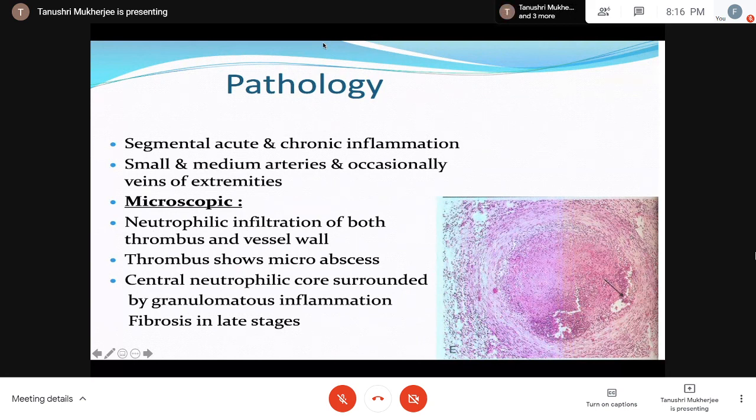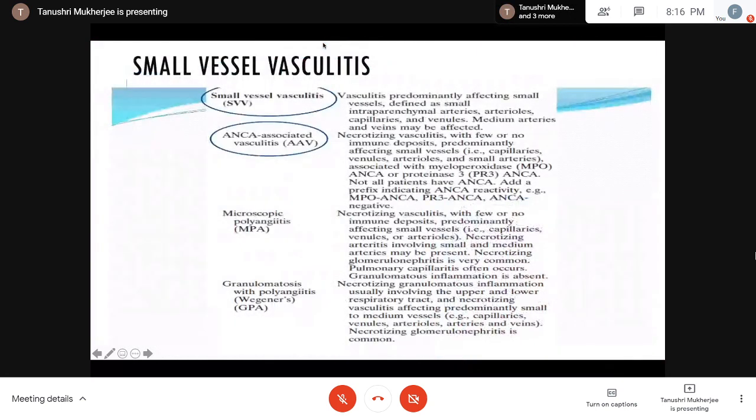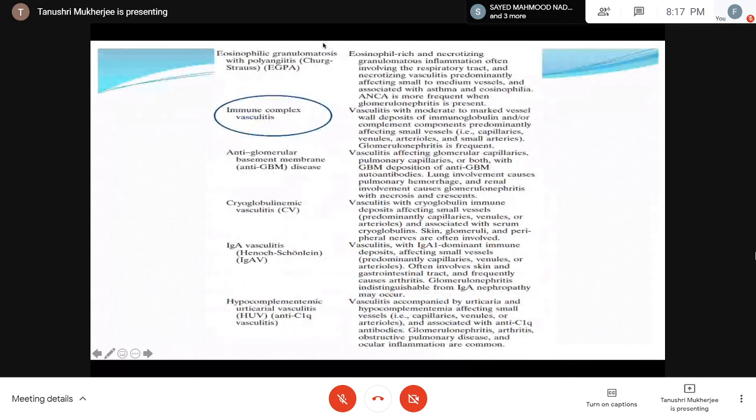Fibrosis in late stages. Now the small vessel vasculitis: the ANCA associated, microscopic polyangiitis, and granulomatosis with polyangiitis, which was earlier called Wegener's. And the immune complex vasculitis, which could be anti-glomerular basement membrane, cryoglobulinemic vasculitis, Henoch-Schönlein, and HUV.